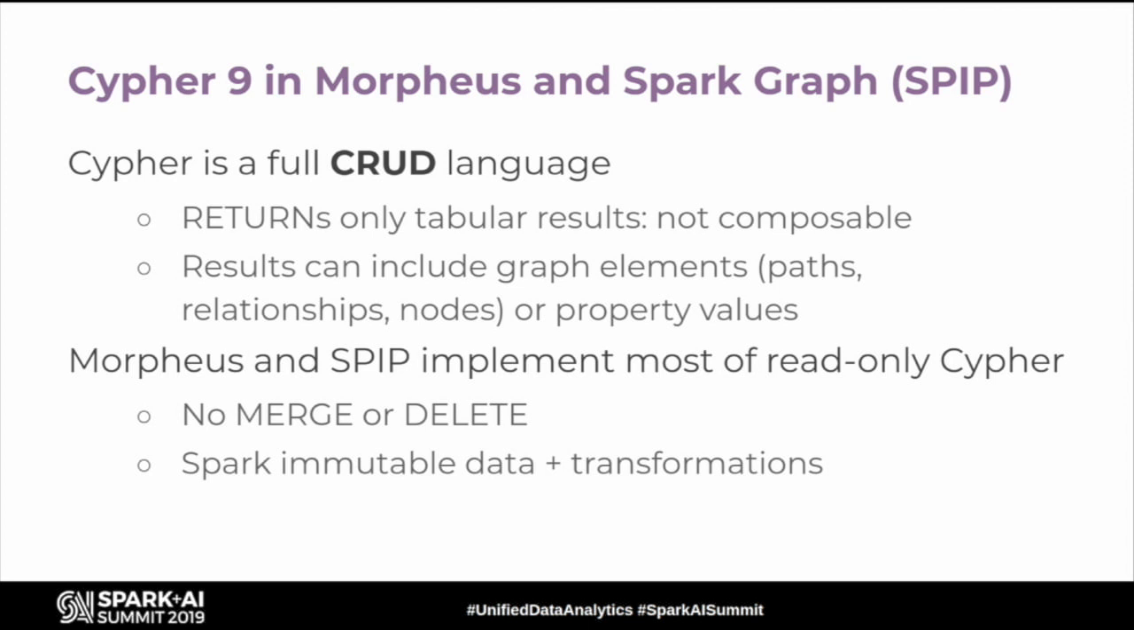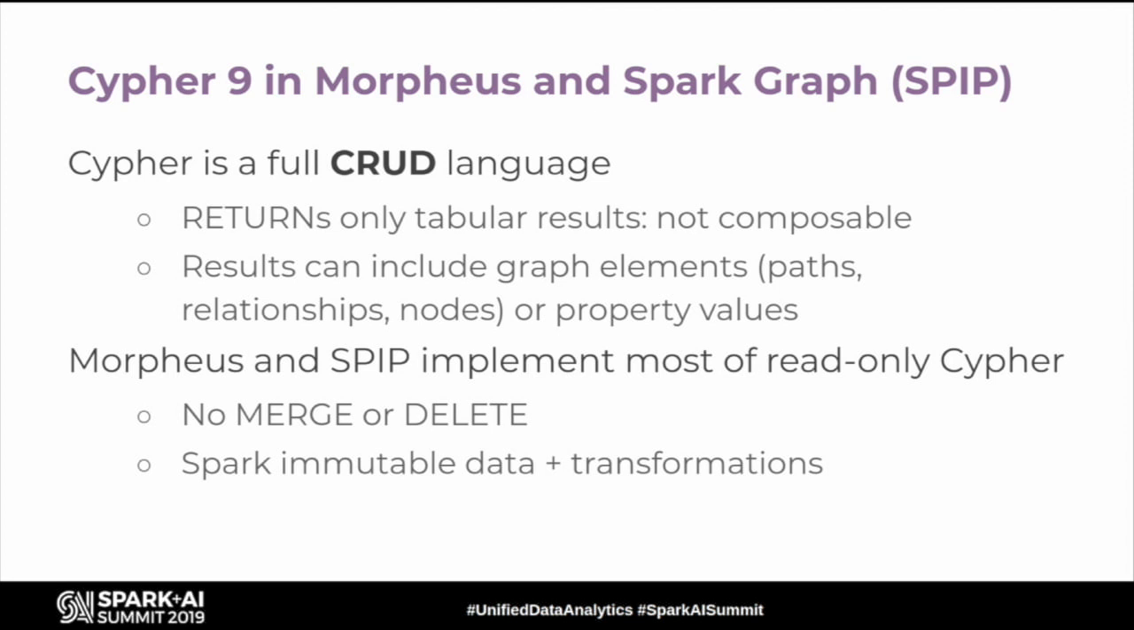So Cypher 9, because it has been designed by Neo4j for an operational OLTP database, is a CRUD language, which means you can create, read, update, delete those nodes and relationships that we explained earlier. And the return statement basically always returns a tabular result. So you do your pattern matching, and then you get a tabular result, as we saw earlier in this little sneak peek demo.